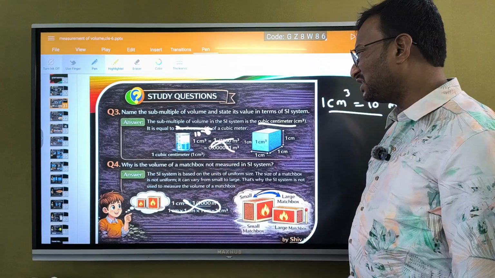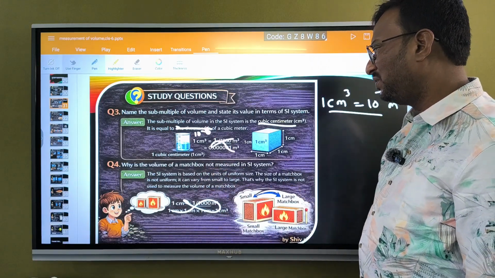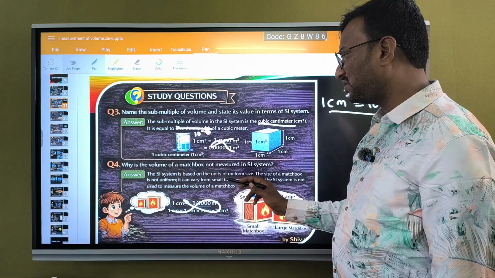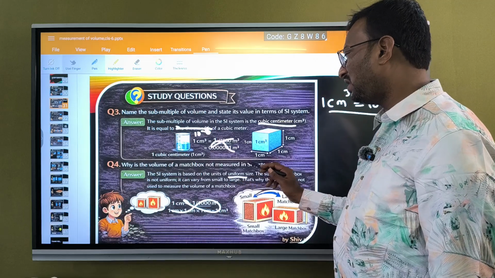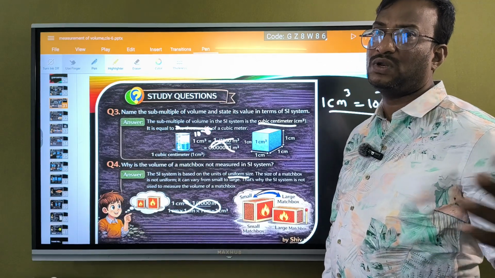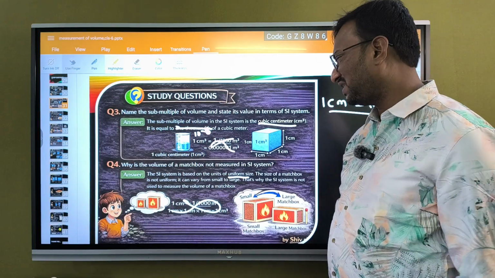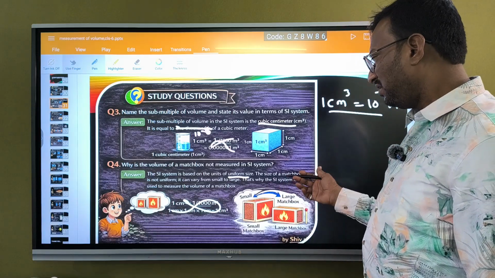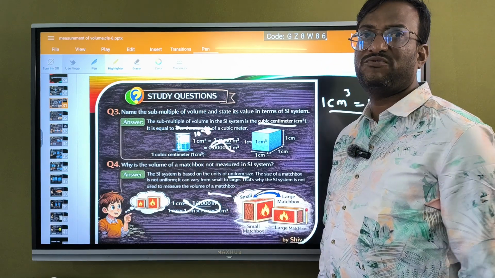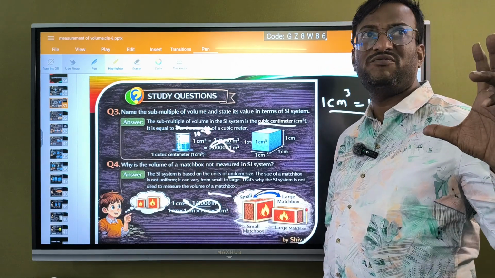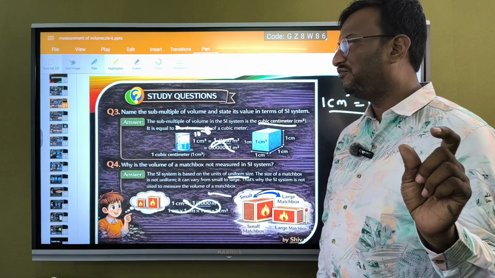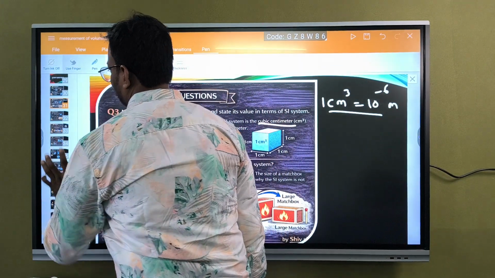Why is the volume of a matchbox not measured in SI system? Because the sides of the matchbox are not uniform in size. They can vary from small to large. Matchboxes are not of the same size. That is why the SI system is not used to measure the volume of a matchbox. If the matchbox size is very big, we can measure in terms of SI system. If it is very small, we cannot.